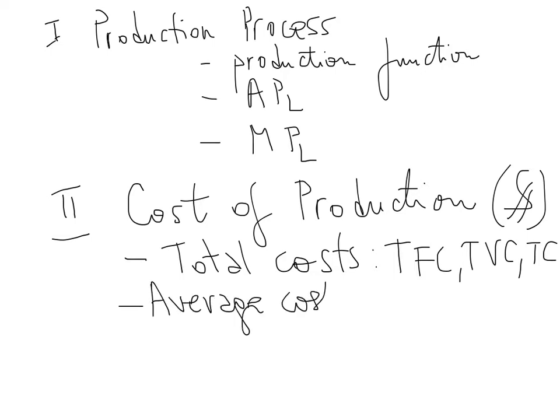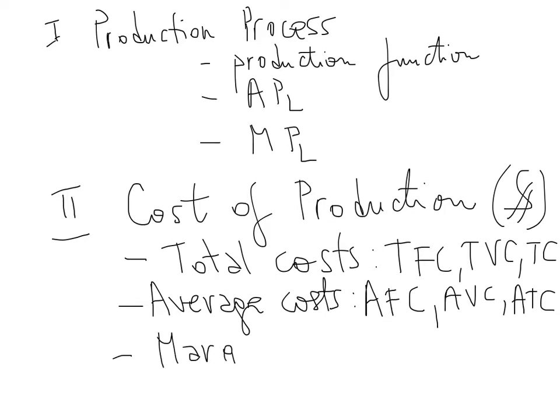And then we are going to discuss average cost, or cost per unit, average cost per unit. And we are going to have average fixed cost. How much is my fixed cost per unit? Average variable cost, how much is my variable cost per unit? And average total cost, how much is my total cost per unit. And finally, we are going to discuss the marginal cost as an additional cost per unit in relationship with average variable cost and average total cost. The notation is MC, marginal cost.